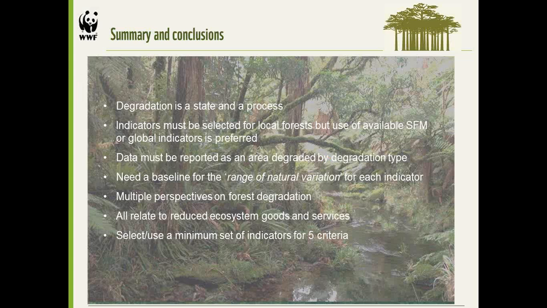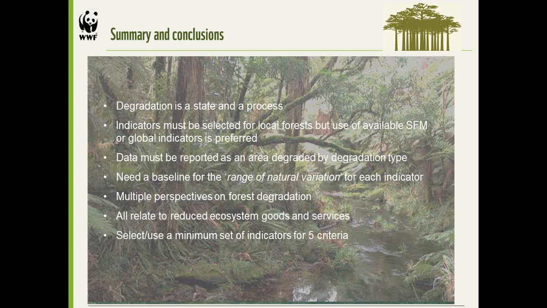And so then in conclusion, what I want to bring to your attention is that degradation is not only a state, so the forest is degraded, but it's also a process, and it tends to be a very slow process over time. And that process and the recognition of that process tends to be affected by individuals and institutional memories. So we need to have a baseline that goes back a reasonable ways.